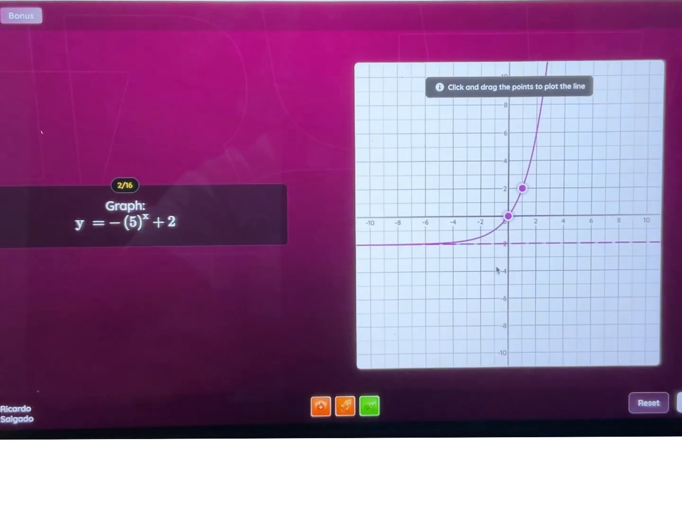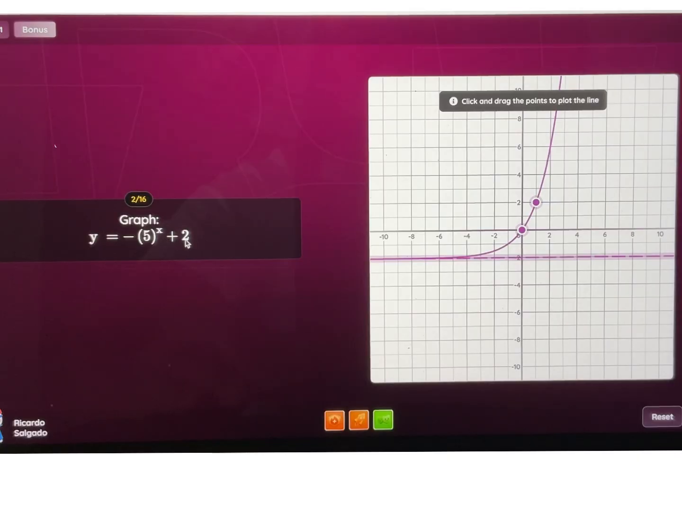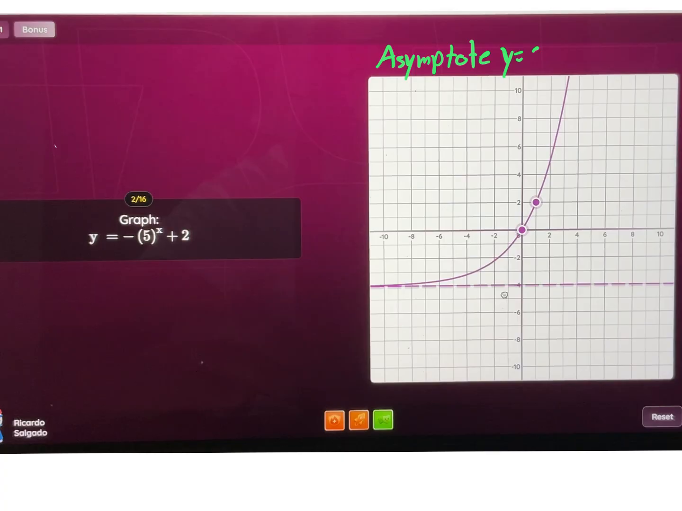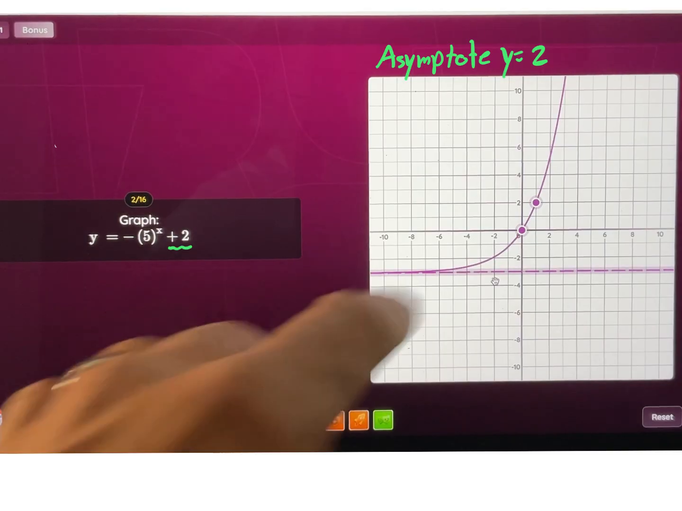Let's move on. Next one, you see how this k value, the number out at the end, is the number 2. So you need to take this asymptote and move it to the number 2. And of course, you're in the negatives right now, so move it up to 2. But as you can see, it won't let me get to 2. Why? Because it already has a point at 2.